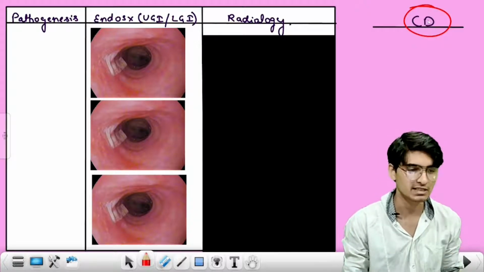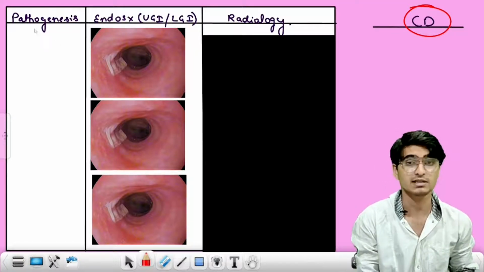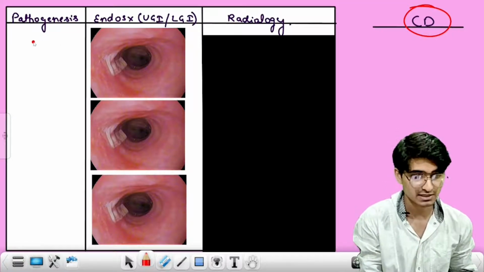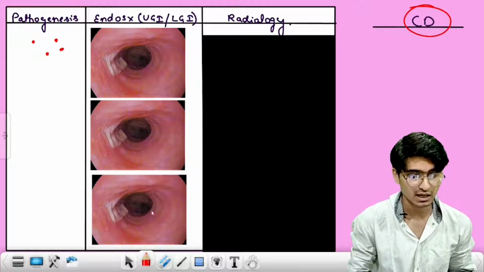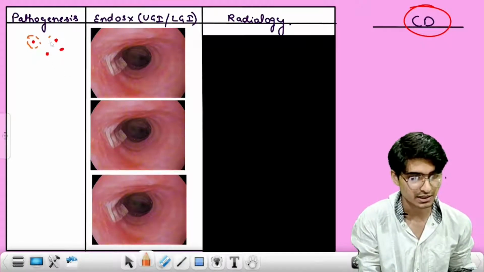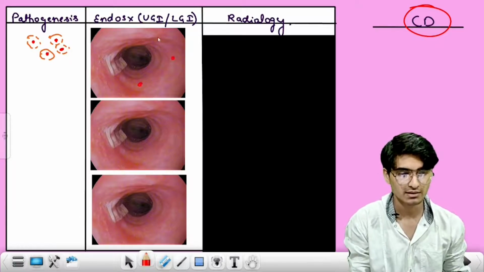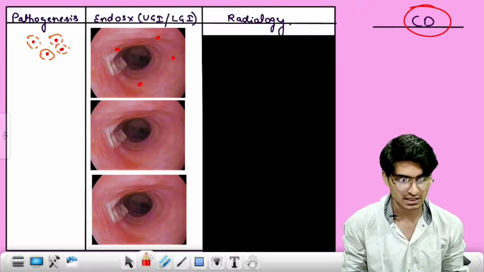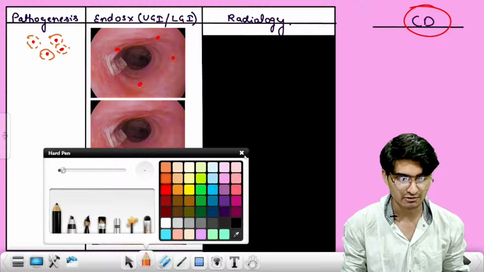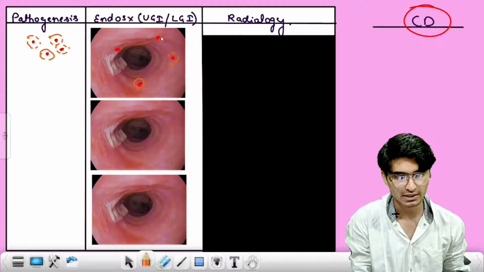As we have discussed the pathogenesis of CD, the number one presentation is of the aphthous ulcers, right? So aphthous ulcers are there. These are the ulcers, and surrounding these is the edema, and the same thing is present at endoscopy: these are the aphthous ulcers, and surrounding these ulcers we have the edema, right? So edema is there.